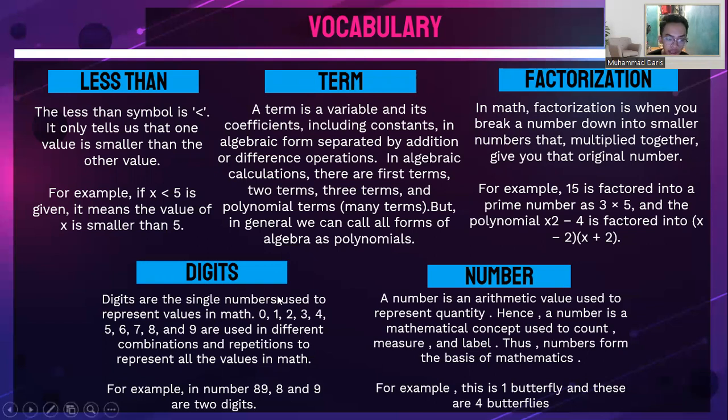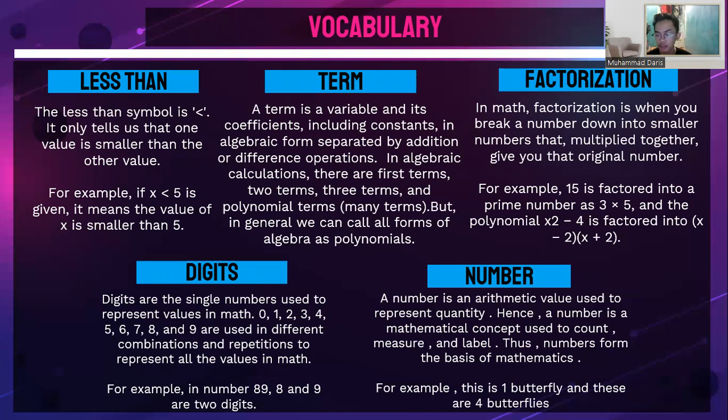Ninth is digits. Digits in Indonesian is digit. Digits are the single numbers used to represent values in math, like 0, 1, 2, 3, 4, 5, 6, 7, 8, and 9. They are used in different combinations and repetitions to represent all the values in math. For example, in the number 89, 8 and 9 are two digits.